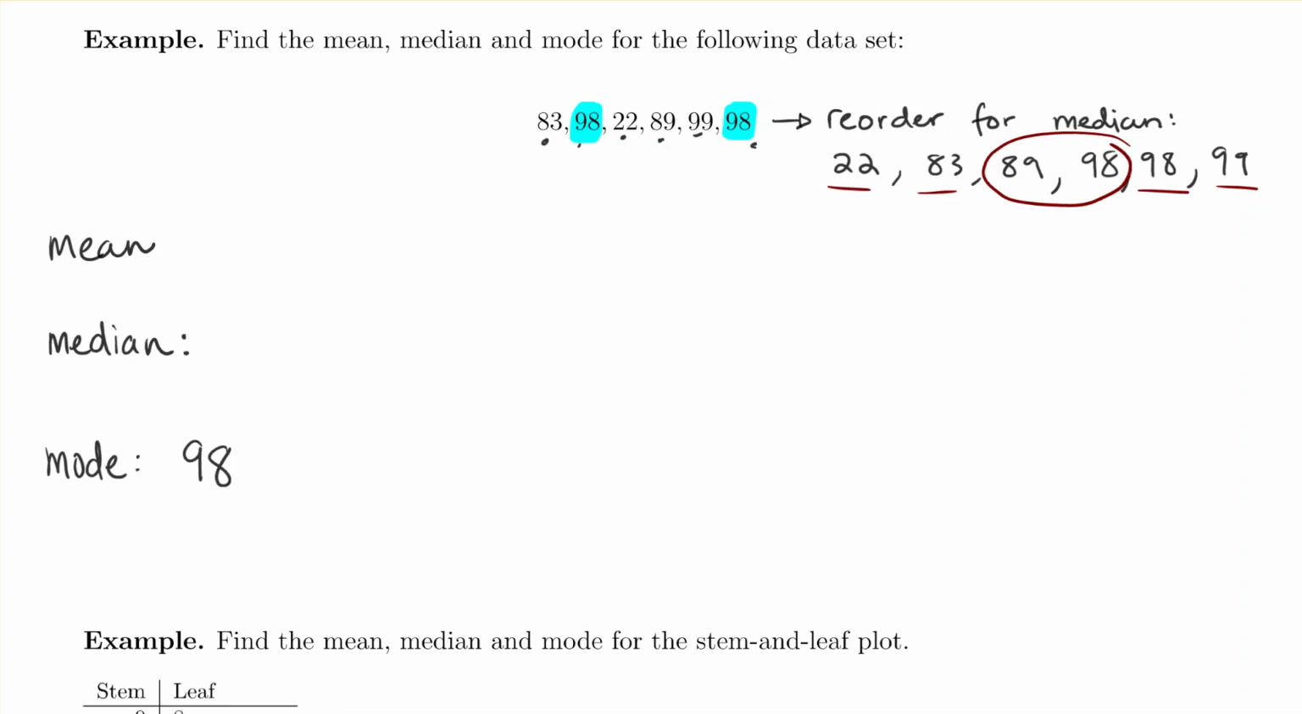If there's not an exact middle value, then you average the two middles. So we have 89 plus 98 divided by 2. And when you type this into your calculator, you'll get 93.5 as the median.